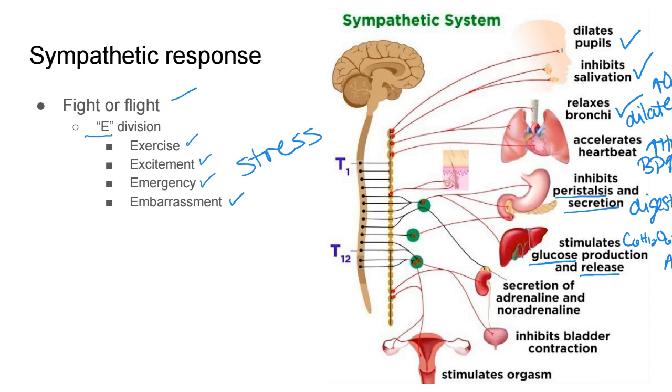And so a lot of these reactions are going to be caused by the release of adrenaline or noradrenaline. So that's epinephrine, norepinephrine. Okay? And I'm going to inhibit bladder contraction. I'm not going to be going potty right now. Okay? That is not where my body is going to be sending its resources.